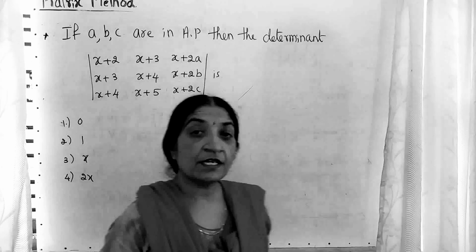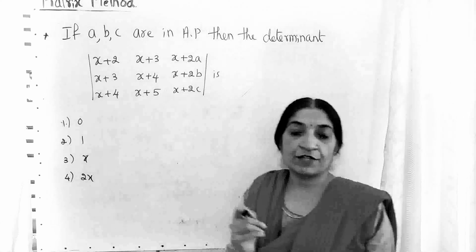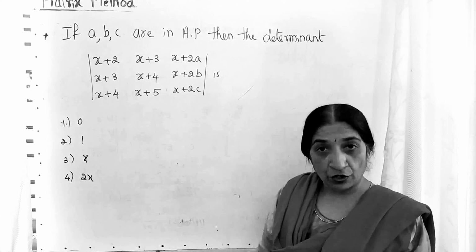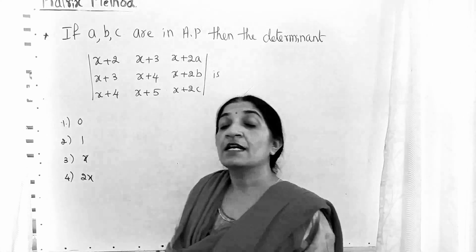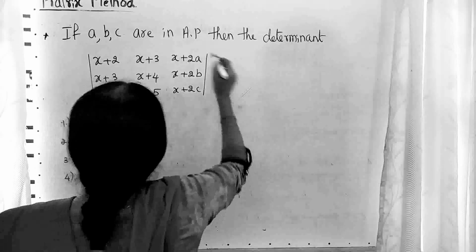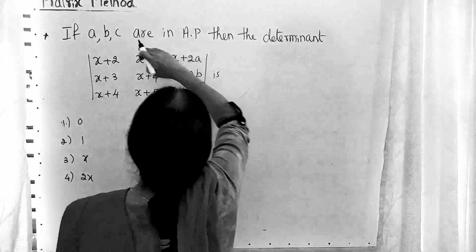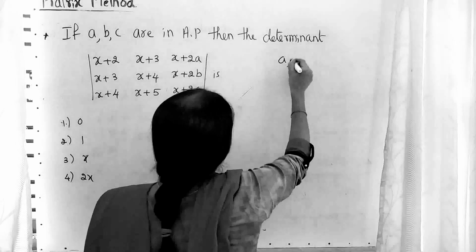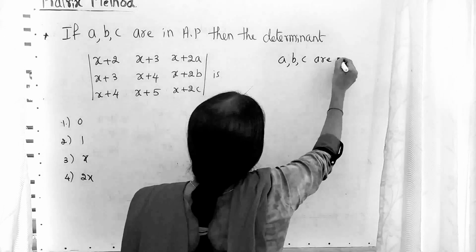How do you say that the terms are in AP? If their common difference is constant, then we are saying that they are in AP. That means it is already given A, B, C are in AP.